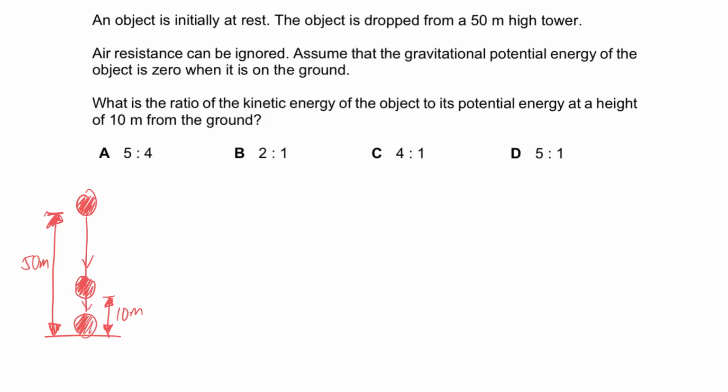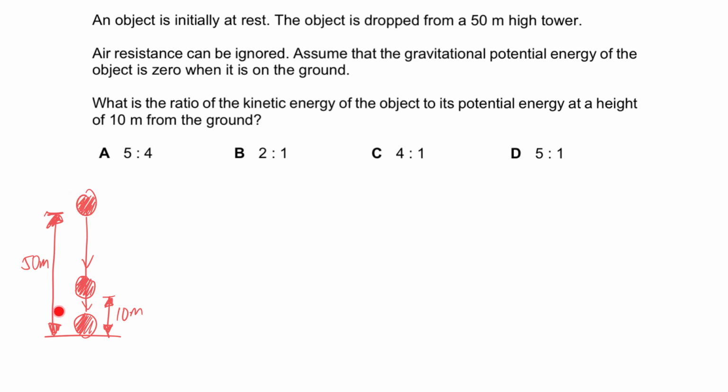Now for this question, you have an object initially at rest and it's dropped from a height of 50 meters from the high tower, ignoring air resistance, and the GPE on the ground is 0. A bit different for this question is they ask you in terms of the ratio of the kinetic energy to its gravitational potential energy when it's at the height 10 meters away from the ground.